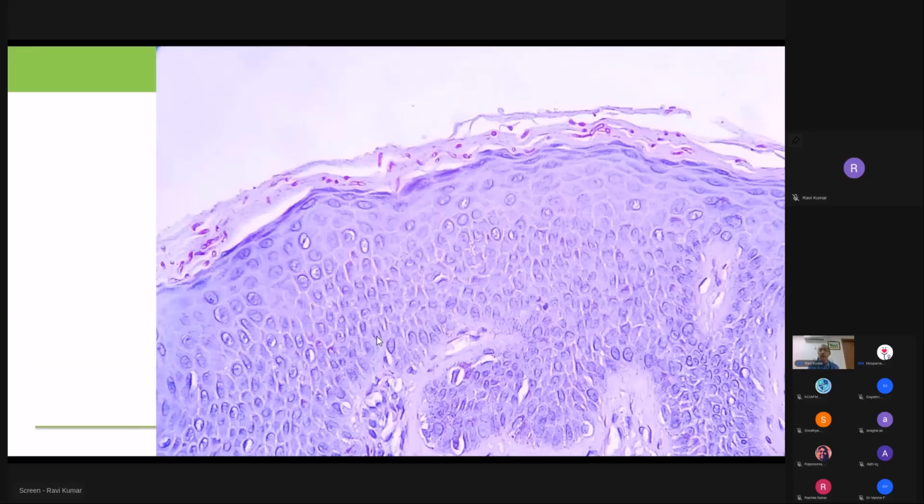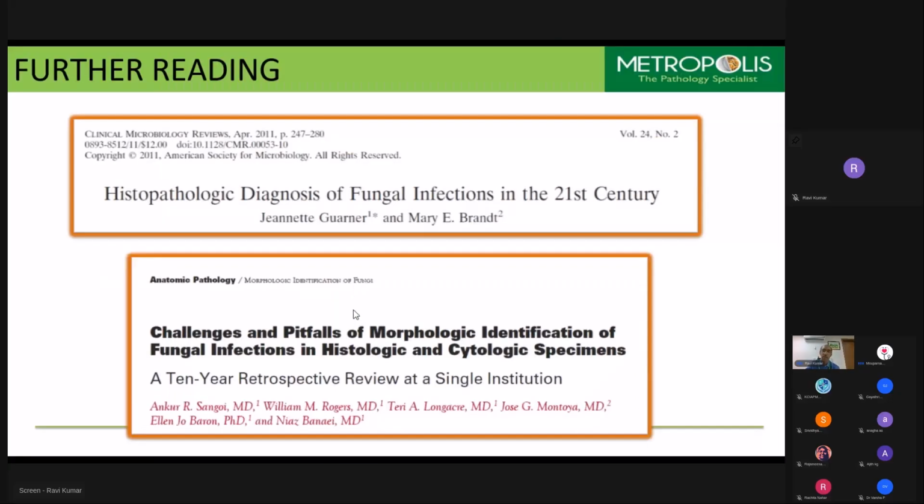Most likely, you will see this in dermatophycosis as seen here. So yes, very good presentation. You rightly pointed out that this is a fungal infection producing granulomatous inflammation. For further reading, look up this article, Histopathological Diagnosis of Fungal Infection in the 21st Century. This is a 30+ page article, which is very good for all the descriptive aspects. Please download this. It's available free on the internet.